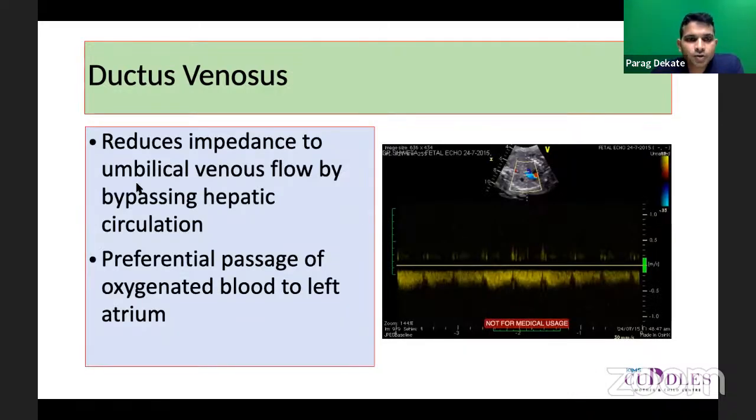So the ductus venosus is a reduced impedance circuit. So there is a possibility that if the connection between the umbilical vein and the portal vein has less resistance, then the preferential blood will go into the hepatic vein and into the liver. But what happens over here is, there is a reduced impedance in the ductus venosus. That's why the preferential blood goes into the IVC through the ductus venosus, which helps to passage this highly oxygenated blood from the umbilical vein through the ductus venosus into the inferior vena cava, which is really important.